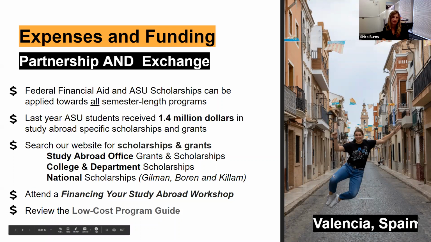There are some aspects of expenses and funding that apply to both partnership and exchange programs. The biggest one is that for any semester length program, if you receive federal financial aid or ASU scholarships, you can apply those towards those semester length programs. If you're applying towards a summer program, it's a little bit more complicated. ASU scholarships, you can't use those towards summer tuition or summer courses at ASU, so you can't use those on a summer study abroad program. But generally speaking, your financial aid and scholarship package will follow you on your study abroad program.